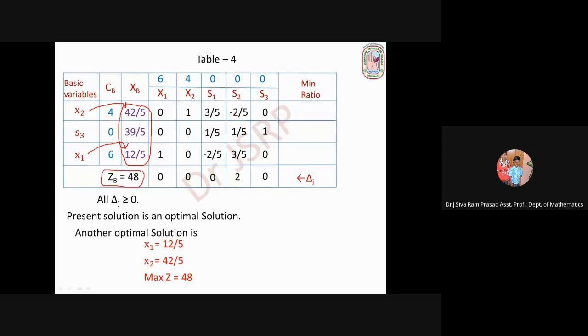So the maximum value is unique, but it may exist at different points. We get the same objective function value, max z is 48. So we have two multiple optimal solutions. Since the feasible solution region is a convex set, we can get infinite number of optimal solutions by using these two. That is, their convex combination gives an optimal solution.